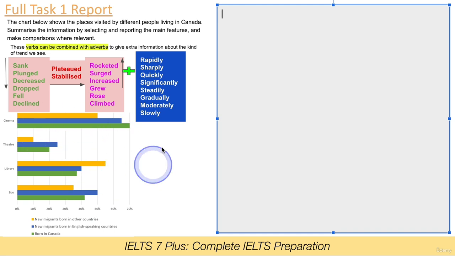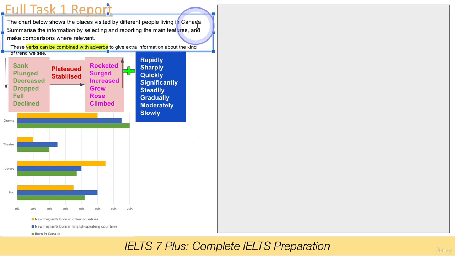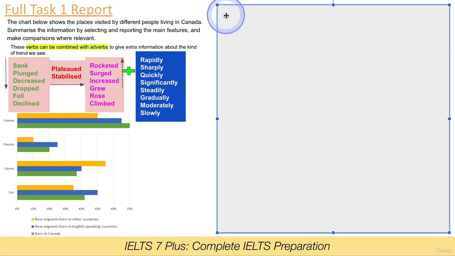Okay then, and of course we've got our data, our bar chart here. Right, so what are we going to do first? Of course, we are going to paraphrase, or in other words, write in our own words, this sentence here. Now, paraphrasing is a vital skill for IELTS, and it's incredibly important in achieving those top marks. Right, okay. The charts below.